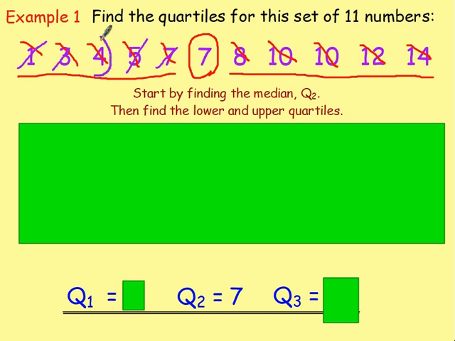And we can see that we've got this number in the middle. This was 4, so Q1, the lower quartile, is 4.